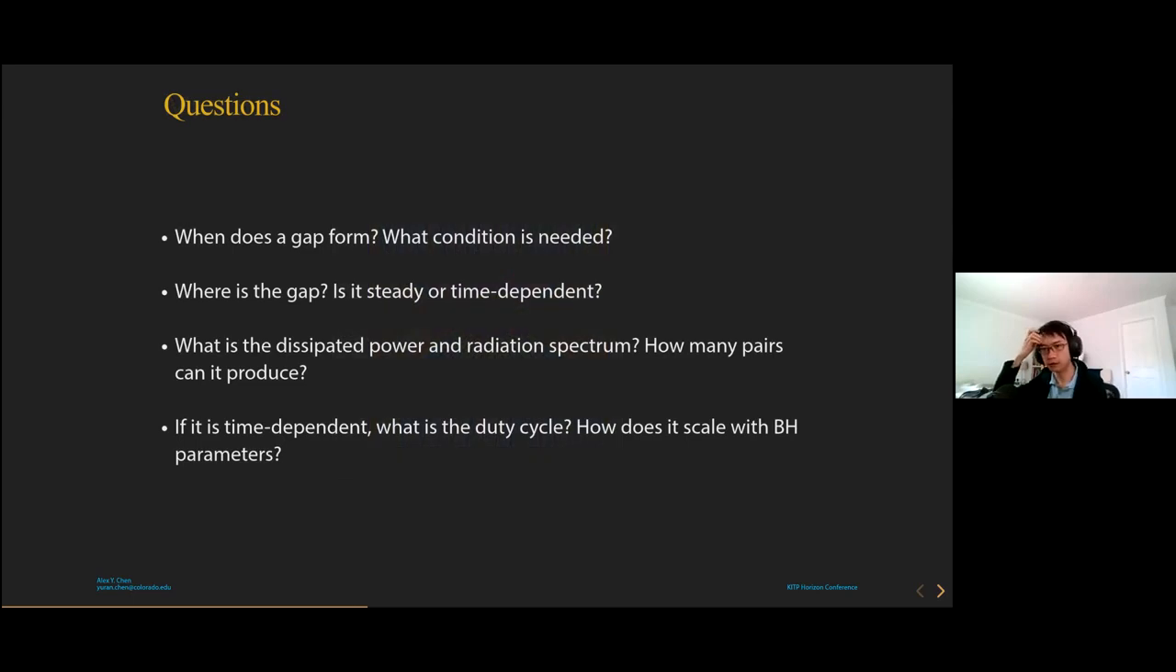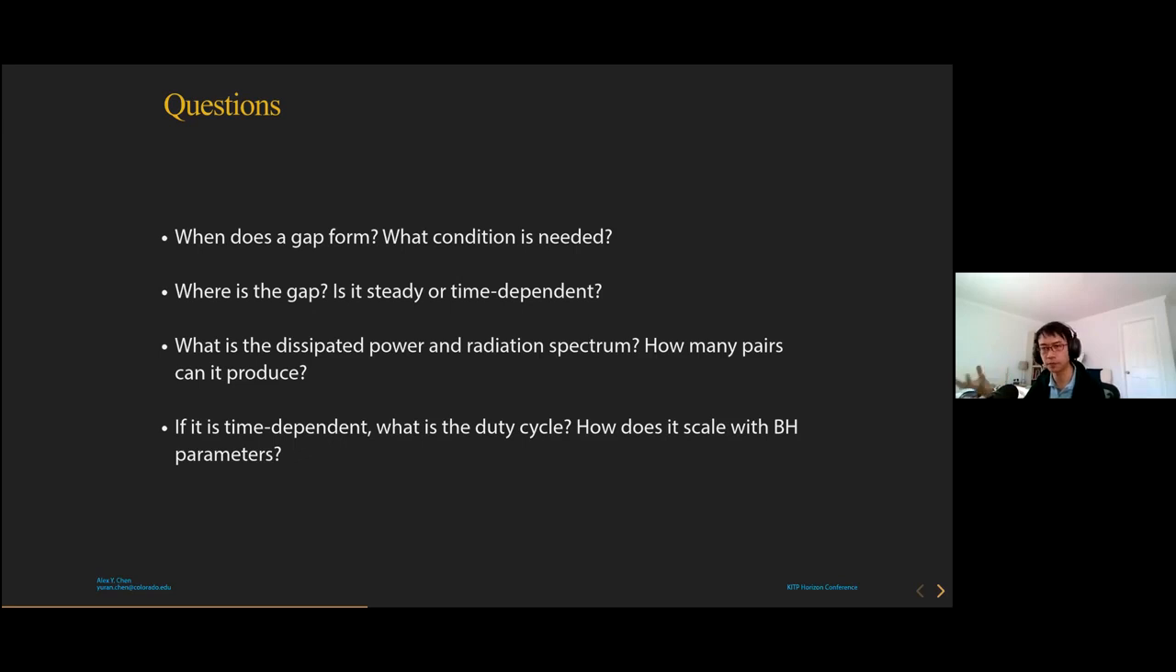So these are the questions we want to answer. The first one is, I think, pretty well known. We more or less know when it forms. It forms when the plasma is not enough. There is a minimum charge density you need to sustain in the rotating magnetosphere.